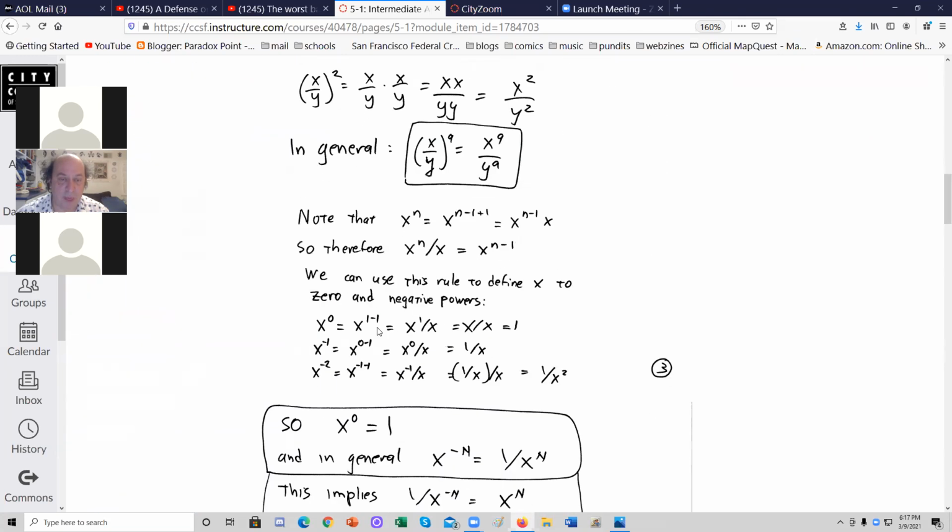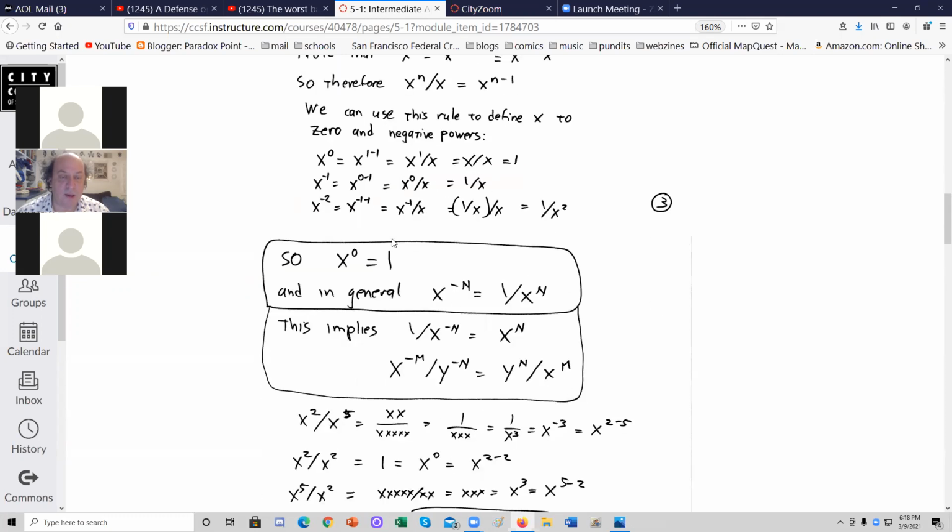All right. x to the negative 1 is x to the 0 minus 1. So x to the 0 over x, which is 1 over x. x to the negative 2 is x to the negative 1 minus 1, which is x to the negative 1 over x, which is 1 over x, again divided by x, is 1 over x squared. So x to the 0 is 1, and in general, x to a negative power is 1 over x to the positive power.